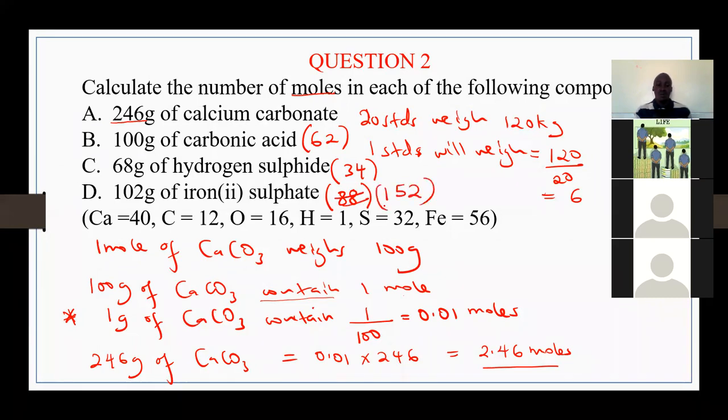So let's try and find the number of moles in 100 grams of carbonic acid, if 1 mole contains 62 grams. We have finished calcium carbonate, we're on carbonic acid. 100 grams of carbonic acid. Then we have 68 grams of hydrogen sulfide, 102 grams of sulfate. So we're on part B and part C and D.